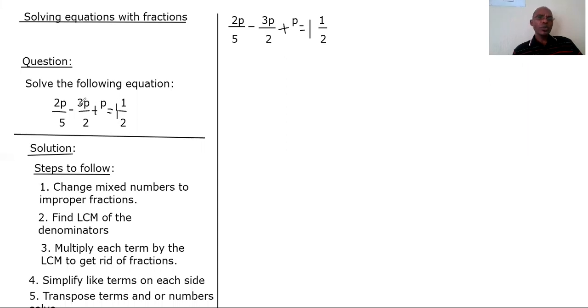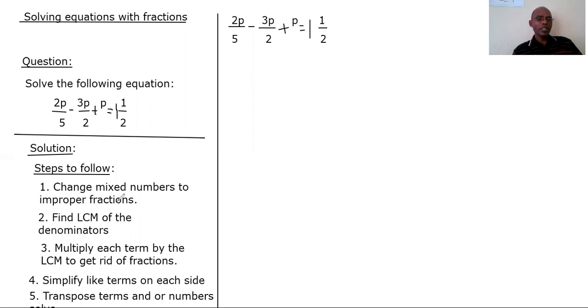Now, looking at the problem that we are dealing with here, it has a mixed number here, right? So because of this mixed number, I must first of all change that mixed number into an improper fraction. If this mixed number was not in, it was going to be easy for me. I was just going to find the LCD, right? However, we have got a mixed number. So change the mixed number to an improper fraction. That's the first step, right?